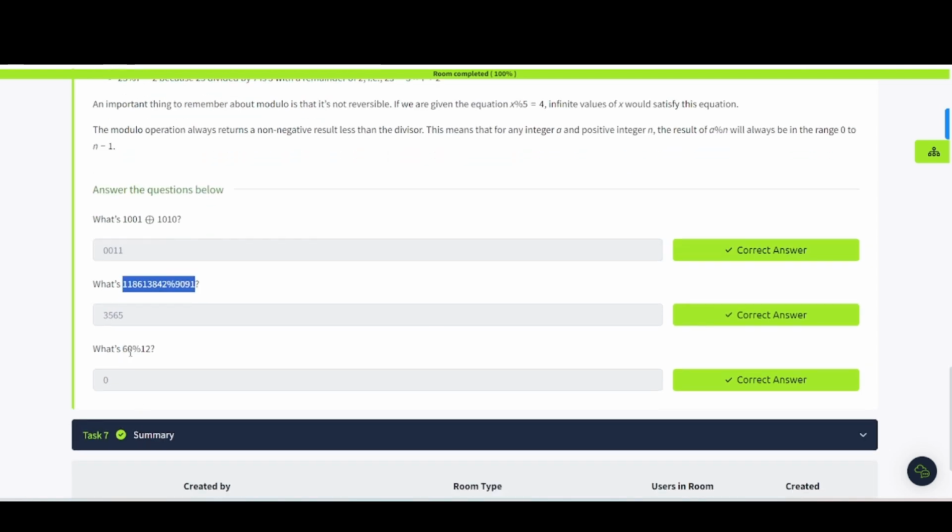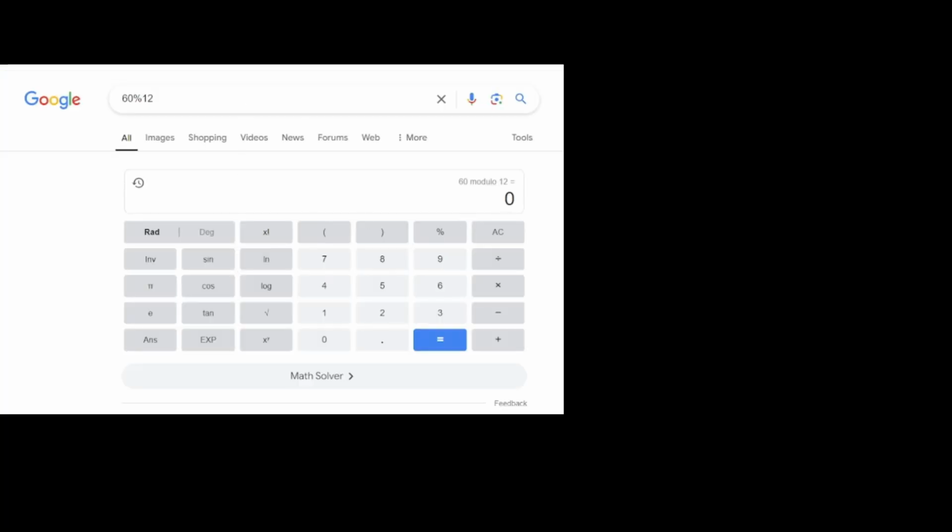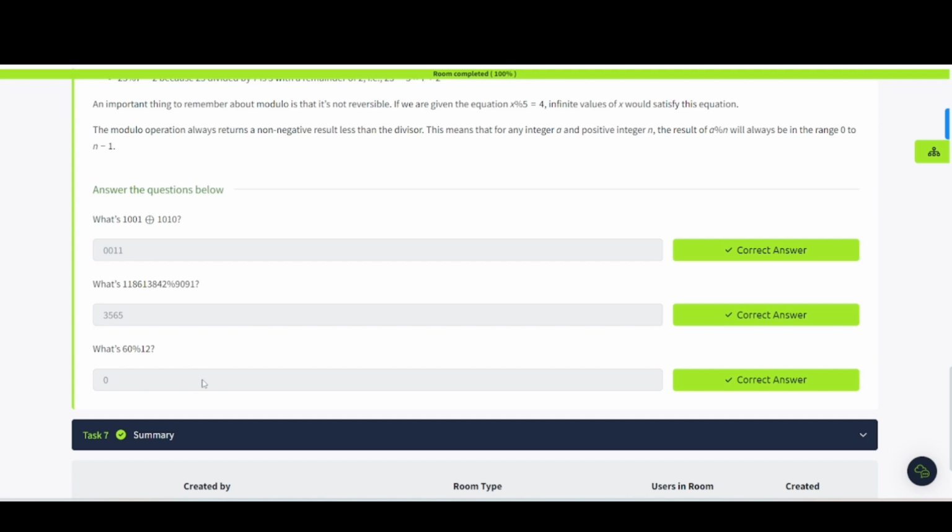And let's go ahead and take a look here. What's 60 modulo 12? So the remainder is going to be 0. I'm pretty sure you can just do the same thing here. Search in Google. There you go. And that wraps up that task.